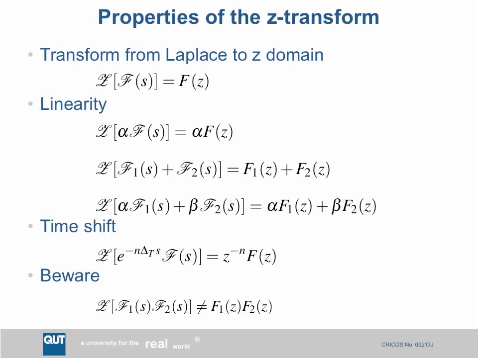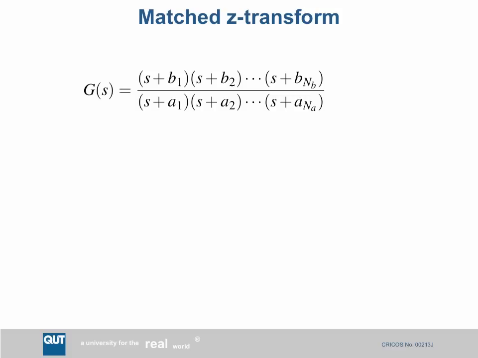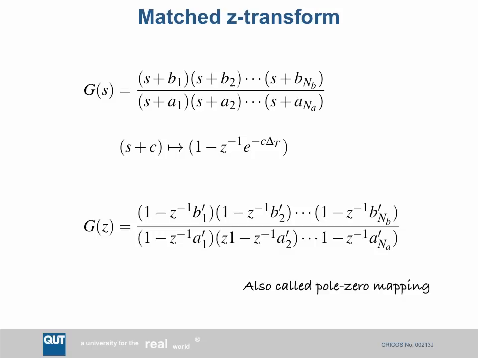There's yet another way of converting from the s domain to the z domain. Consider here a fairly general expression for a transfer function. We have a number of zeros, a zero at B1, at B2, all the way up to B at NB, so NB is the number of zeros. And we have a number of poles also. So we make a simple substitution. Where we have one of these brackets, s plus something, we replace it by 1 minus z to the minus 1 by e to the minus c delta t. So it's quite a simple substitution of one bracket to another bracket, which contains z to the minus 1 multiplied by some coefficient. And that then allows us to write the equivalent transfer function in the z domain like this.